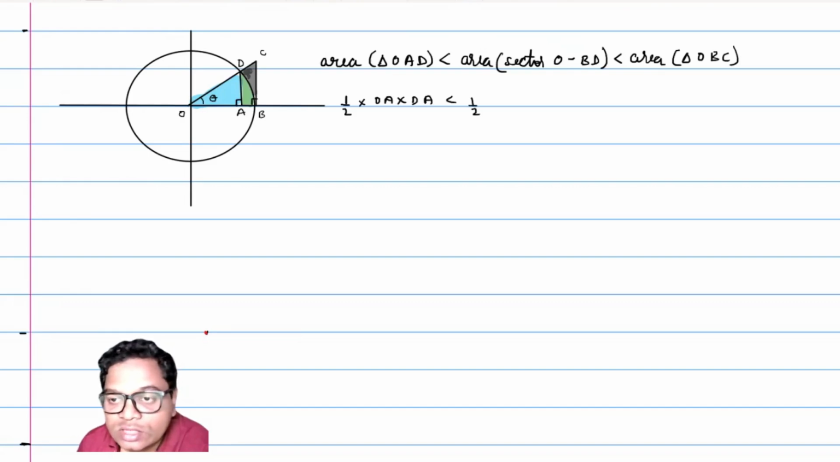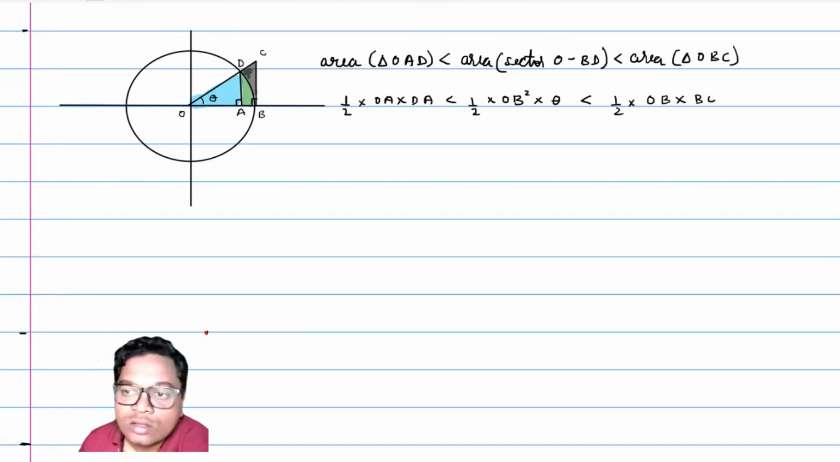Area of a sector is half r squared theta. So I'm writing this as OB squared into theta. And area of the triangle is half into OB into BC, right? The first thing we can see is that the half can be struck off. And then over here, what we have is OA.